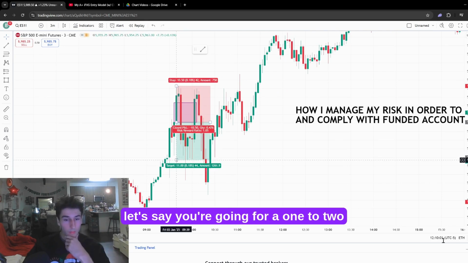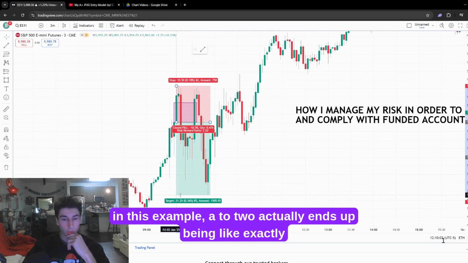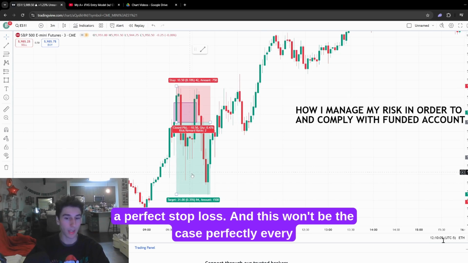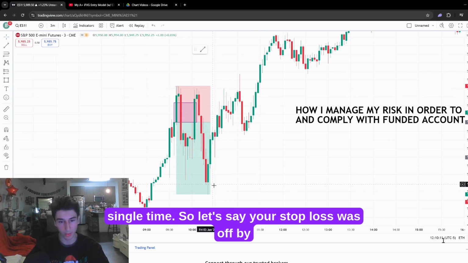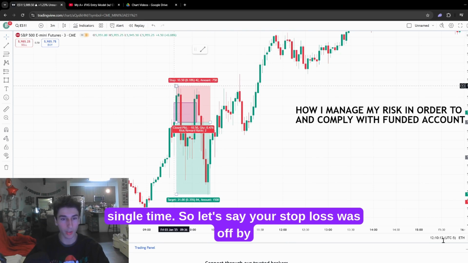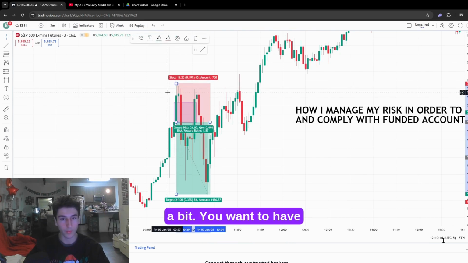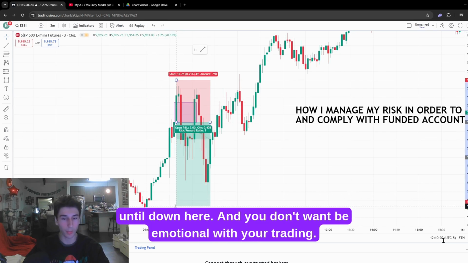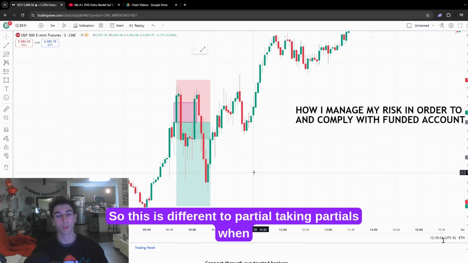So let's say you're going for a 1 to 2. In this example, a 1 to 2 actually ends up being exactly the bottom, but you won't always have a perfect stop loss, and this won't be the case perfectly every single time. So let's say your stop loss was off by a bit. You want to have it a little higher. Your 1 to 2 won't hit until down here, and you don't want to be emotional with your trading. So this is different to taking partials when trading.